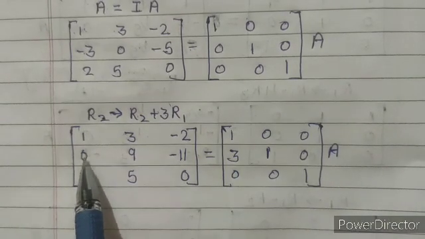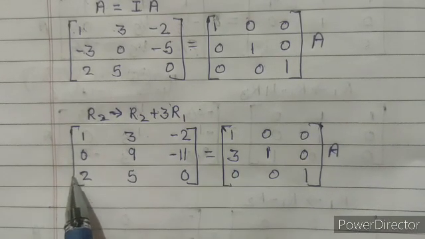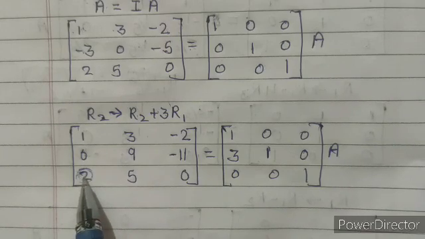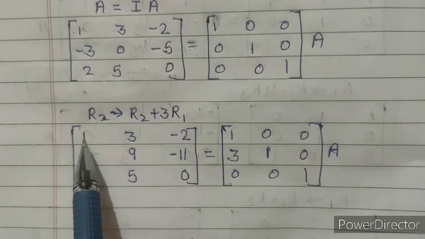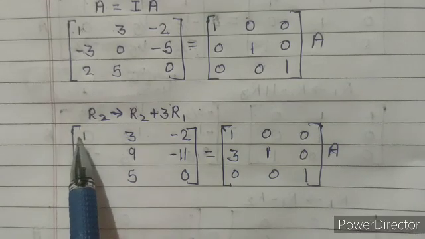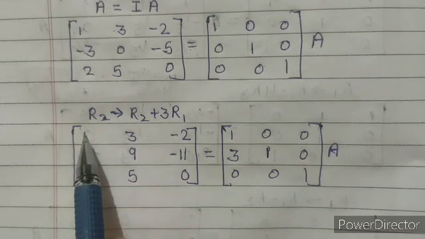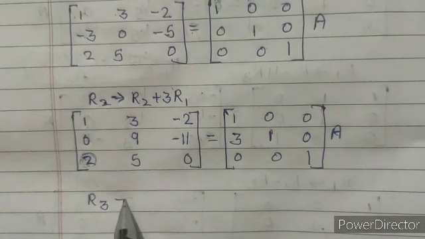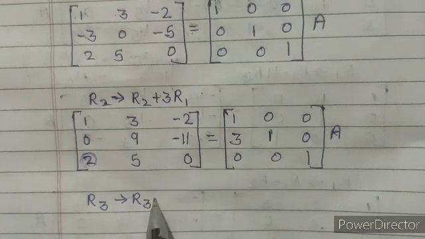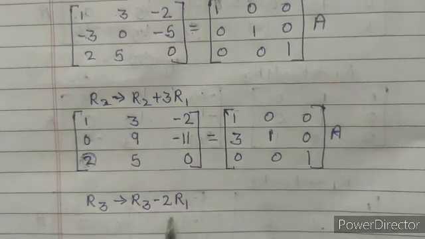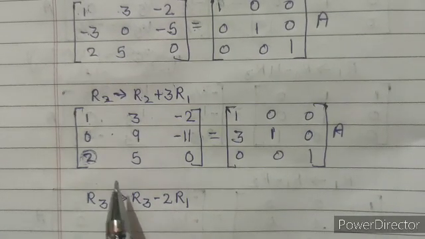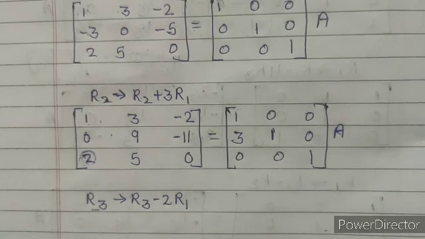Now after this, we have to convert the first element of row 3, and that should be 0 here. Now we can subtract 2 from 2 to get 0. So 2 minus 2 into 1 will give us 0. That means we have to apply transformation as row 3 change to row 3 minus 2 into row 1. Now here row 1 and row 2 will remain the same. We have to change only row 3.